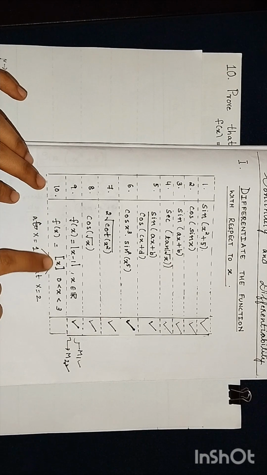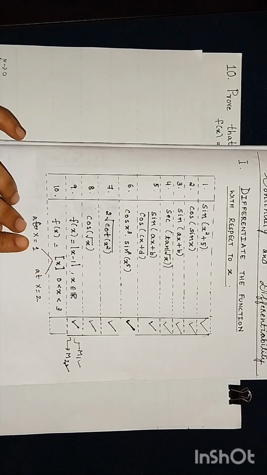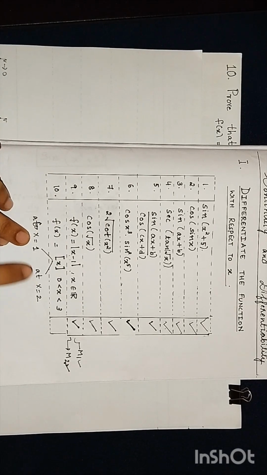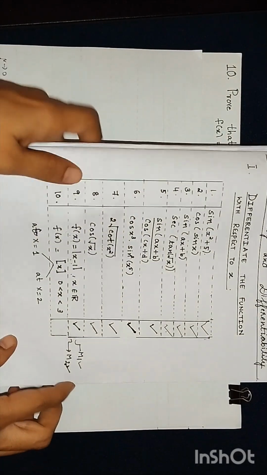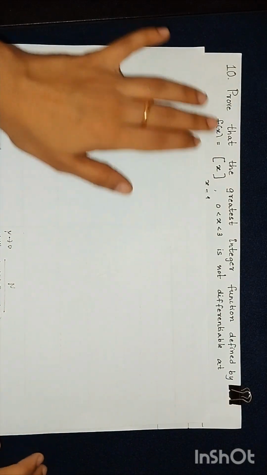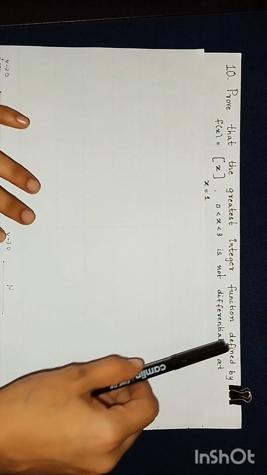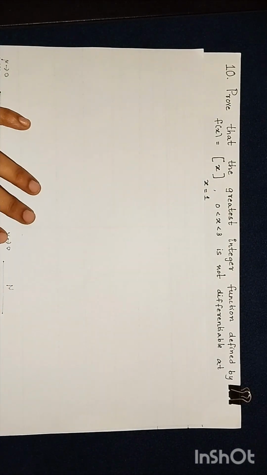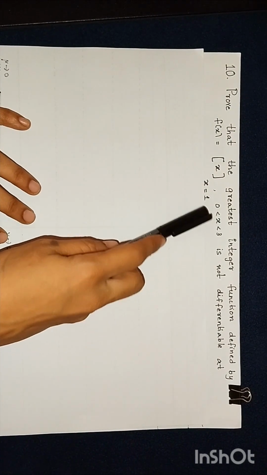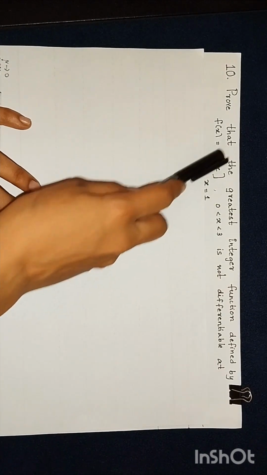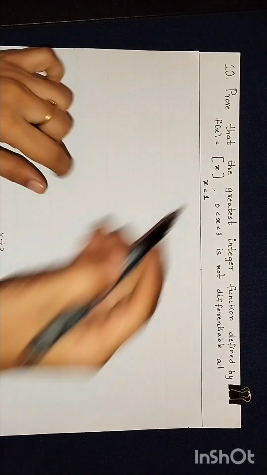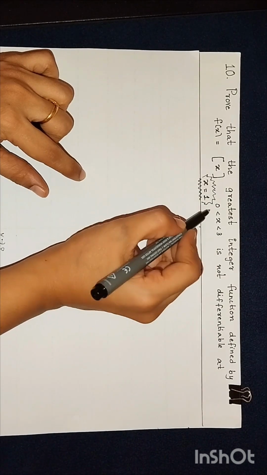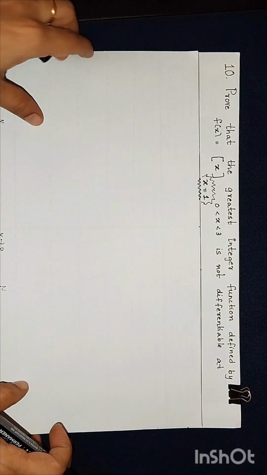F of x is equal to the greatest integer function. They have given 2 points, that is 2 cases, x equal to 1 and x equal to 2. So first let us solve for x equal to 1. The question is, prove that the greatest integer function defined by f of x is equal to the greatest integer function of x, where x is greater than 0 and less than 3, is not differentiable at x equal to 1. So this is the point they have given, not differentiable at the point x equal to 1.